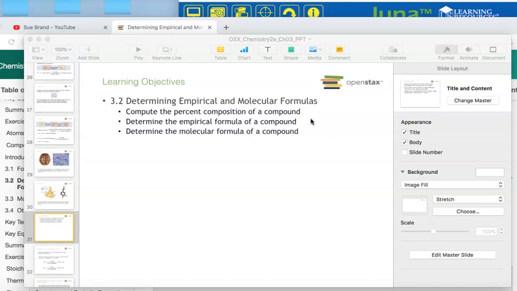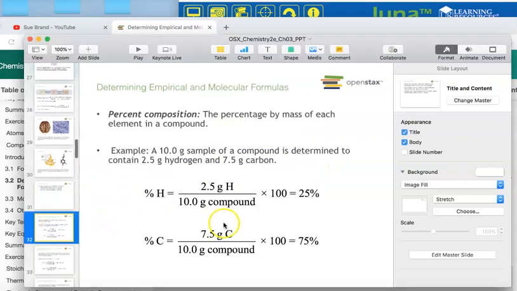So we're going to learn how to do some mathematical calculations. We're going to learn how to calculate percent composition of a compound, then determine the empirical formula of a compound, and then determine the molecular formula of a compound. So whenever you're determining empirical and molecular formulas, first you learn about percent composition, because that's how you're going to calculate in the lab.